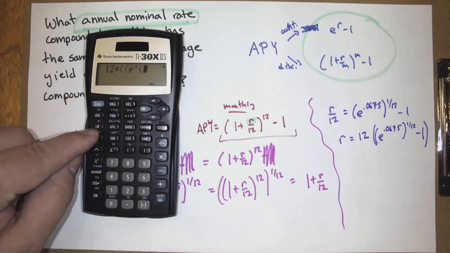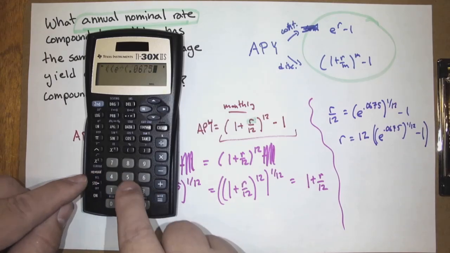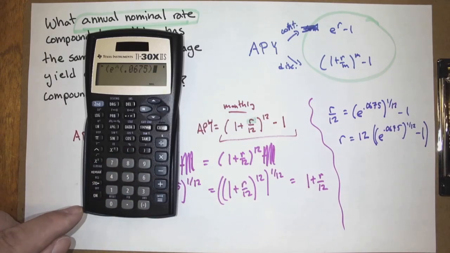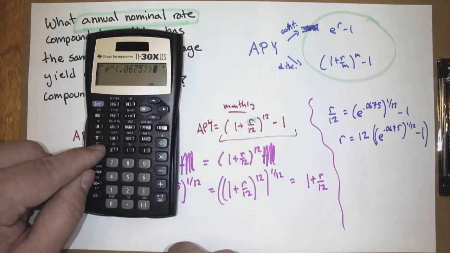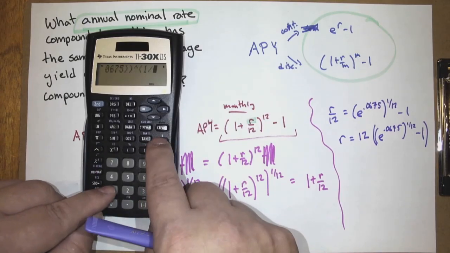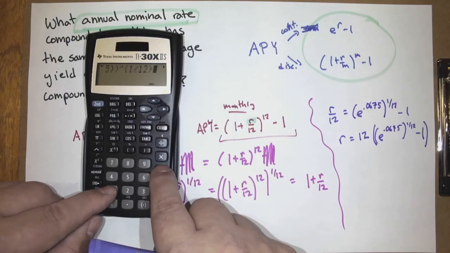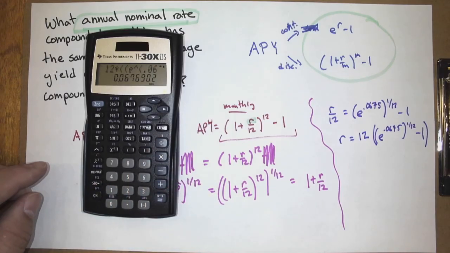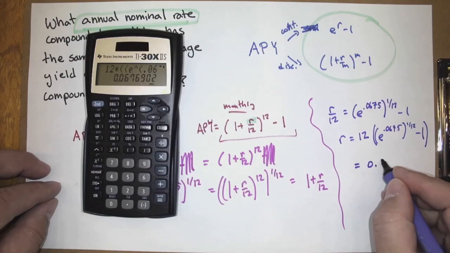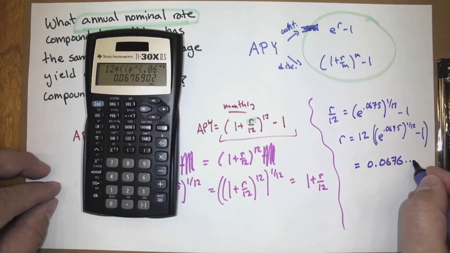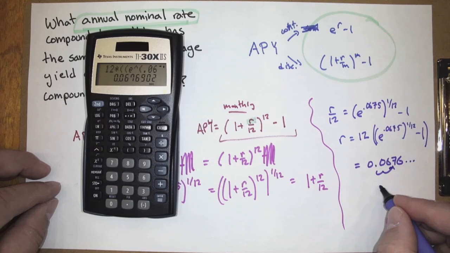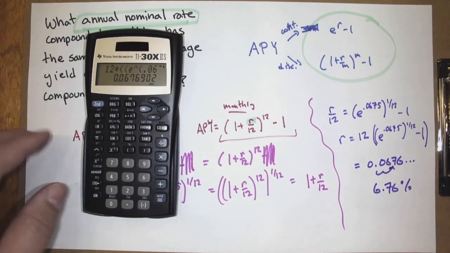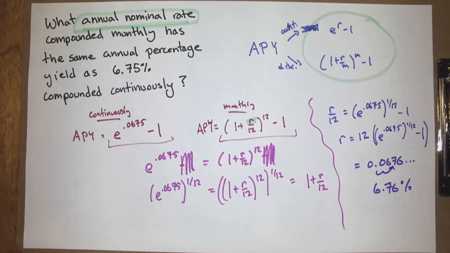Okay, so we'll take e to the 0.0675, and then we're going to take that to the power 1/12, and then we'll subtract 1, and hopefully if I counted my parentheses right, we get 0.0676. Move this over 2 digits, 6.76%. And you're like, aha! So, not that far off. But that's okay. We kind of knew it was going to be close. Compounding monthly isn't too bad.